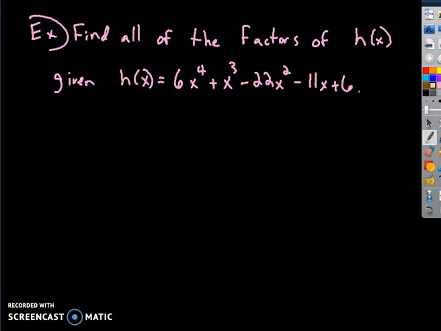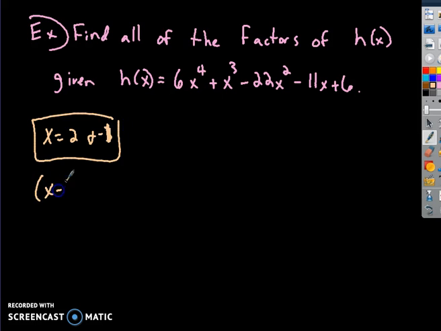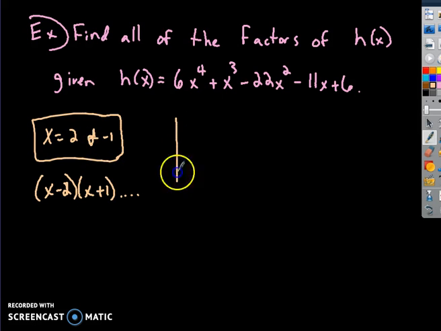So I know x equals 2 and -1. These are 2 of my zeros. So the factors are x subtract 2, x plus 1, and some other stuff. And that's a 1, just for the record. All right, so from there, I'm going to use these zeros in synthetic division twice. So the first one is 2.